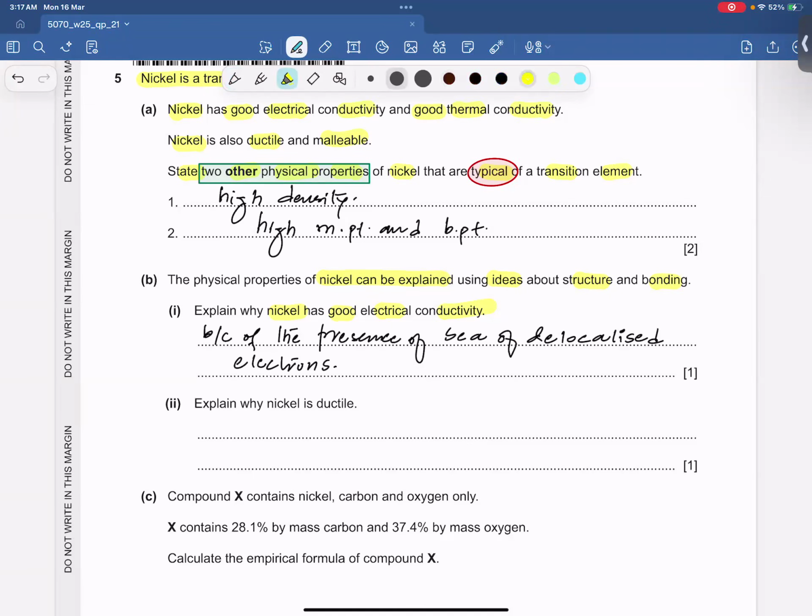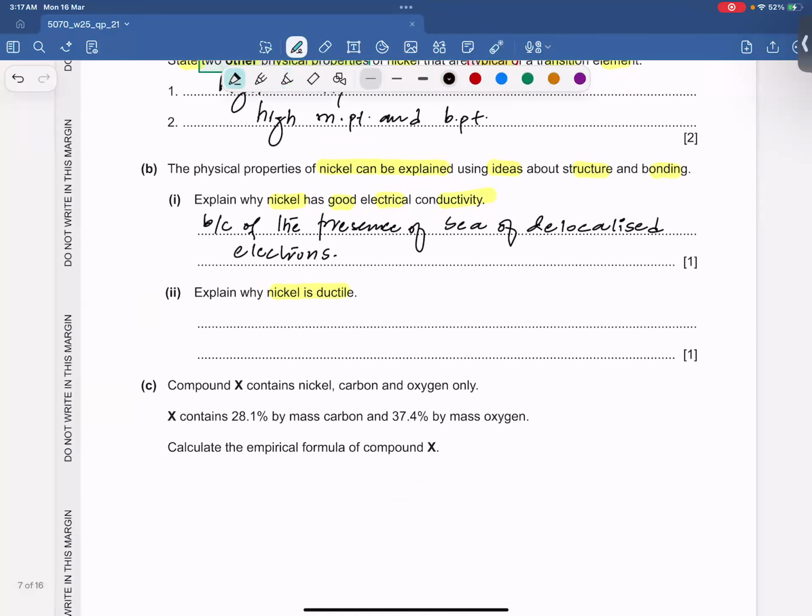Okay. Next, why is nickel ductile? Because the layers of atoms in nickel can slide over each other.